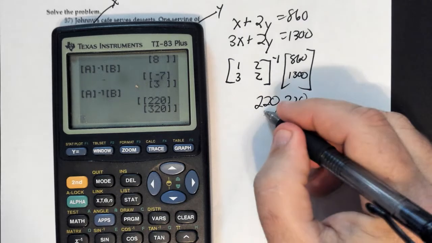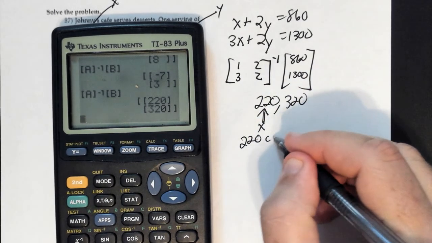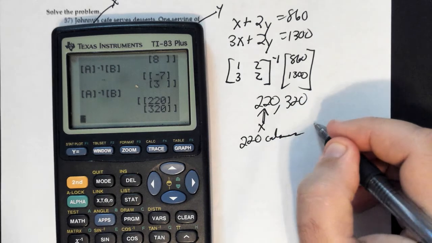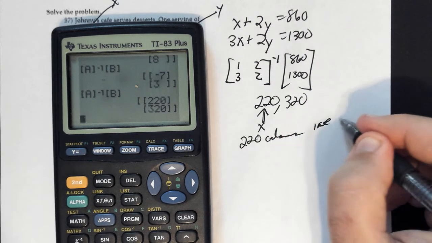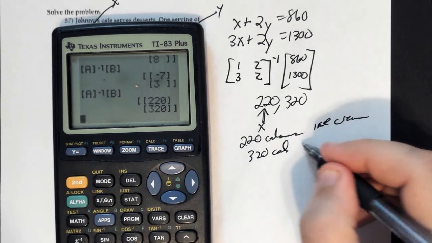Well, what's each one represent? X, remember, is the ice cream. So it's 220 calories in the ice cream and 320 calories in the pie.